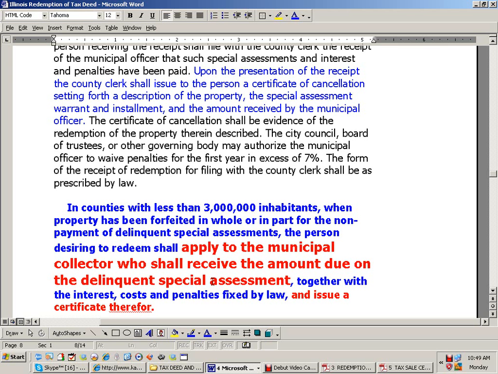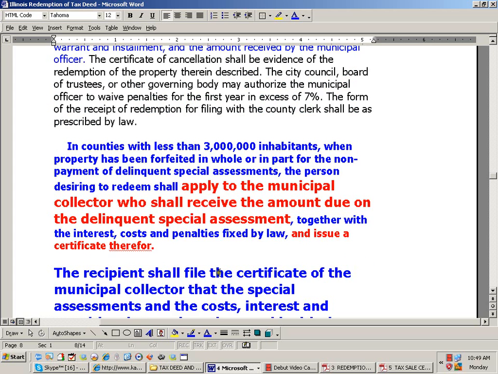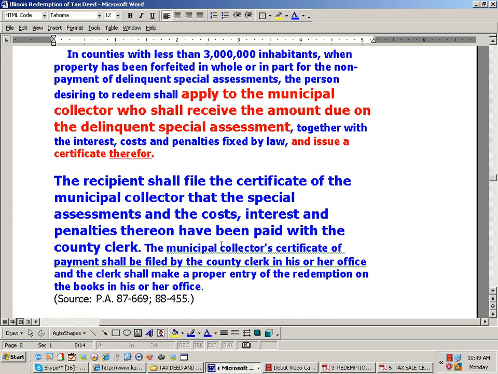However, you're just going to take the statute and say, okay, who's the municipal collector? The one who shall receive the amount due on the delinquent special assessment, together with interest costs fixed by law, and issue a certificate that says you've paid your taxes. The recipient shall file the certificate of municipal collector that the special assessments, costs, interest, penalties have been paid with the county clerk. So you've got to go get it and take it to the county clerk.